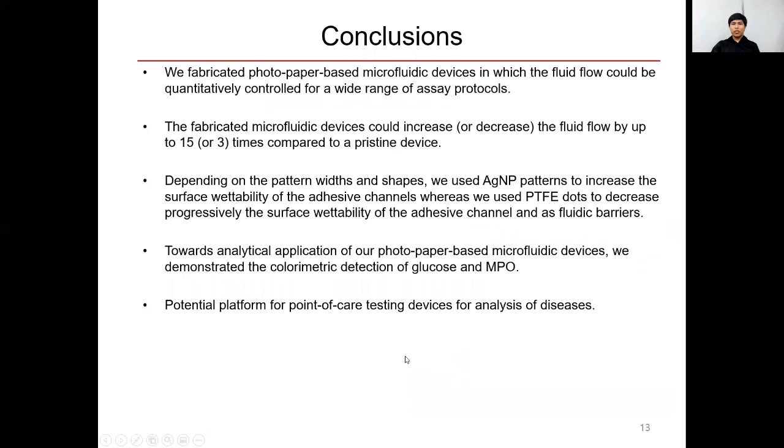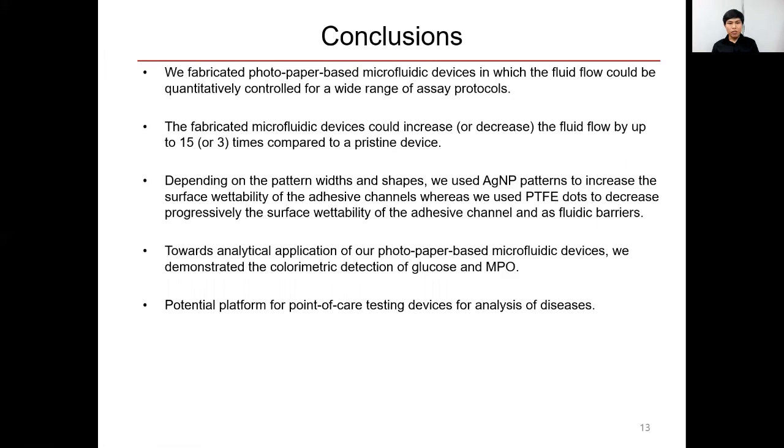So this is the conclusion. We claim that we can fabricate a photo paper-based microfluidic device in which the flow of fluid can be constantly controlled. The flow can be increased 15 times and can be decreased 3 times by changing the material. And by varying the width and shape of the material, we can control the fluid flow quantitatively.